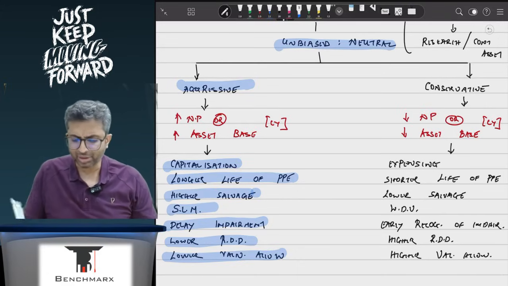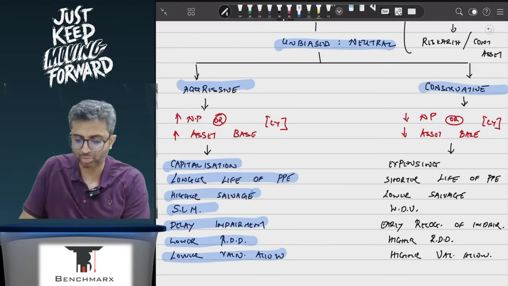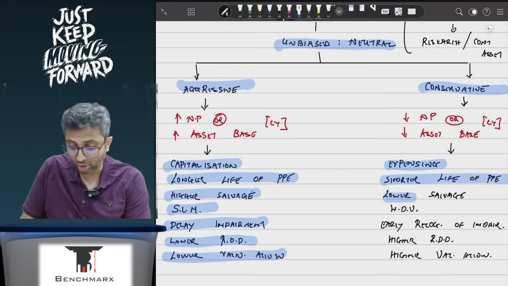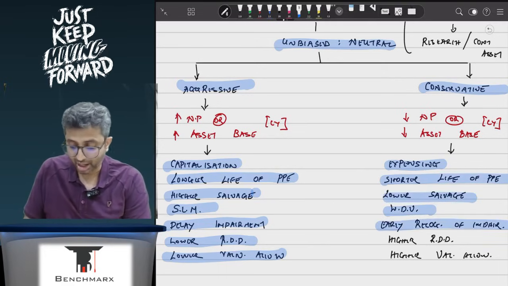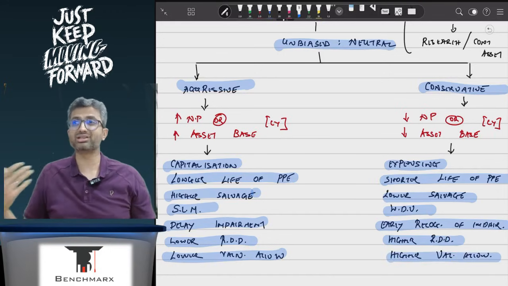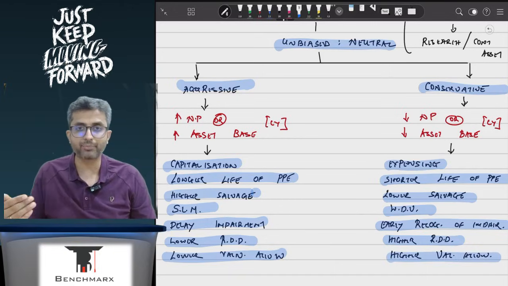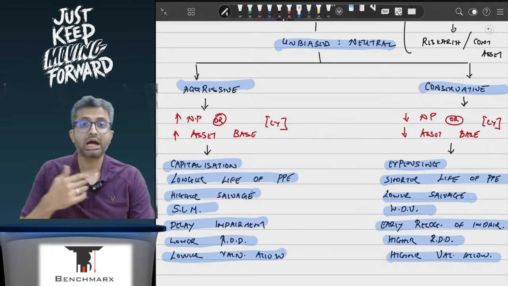Acha, conservative practices will exactly be the opposite. Like you are expensing out things that should be capitalized. Shorter life of PP or a smaller salvage value, WDV based depreciation, early recognition of impairment, a higher provision for bad debts or valuation allowance. Typically, investors are happy if the accounting practices are conservative. Management is usually happy if the accounting practices are aggressive.